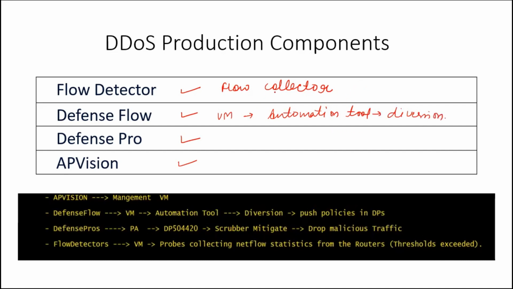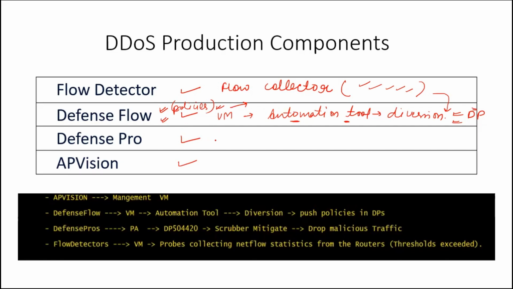Whenever the flow collector collects all the traffic, whether it is dirty or clean, it just collects it and sends it to the defense flow. Here the defense flow distinguishes between the clean and the dirty traffic, and accordingly diverts the traffic to the device that is going to mitigate the dirty traffic. So it pushes the policies to the defense pro. Obviously it's an automation tool, so what is the principle behind it? It basically uses policies, and according to those policies, it helps divert the traffic to that particular device which is assigned to collect the traffic.